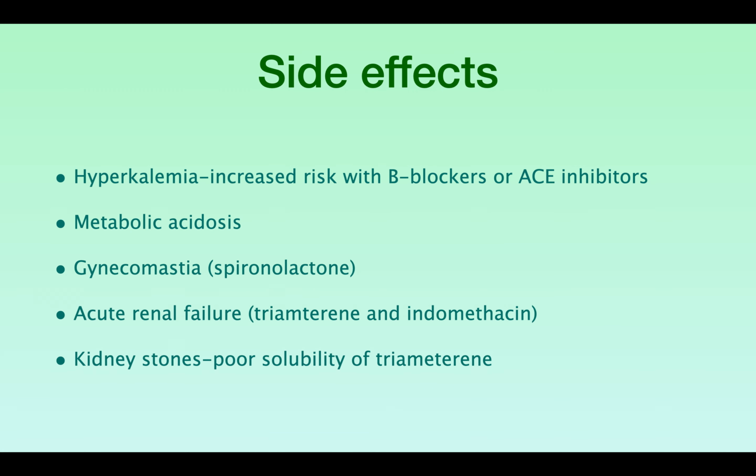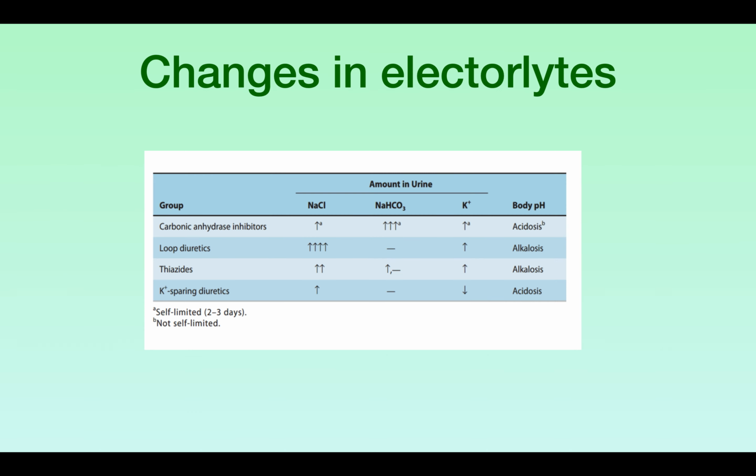Okay, so what are the side effects? Hyperkalemia, and this also is very, very high risk if you use it alongside beta blockers or ACE inhibitors. Metabolic acidosis, because we're getting rid of all the bicarbonate. Gynecomastia, because spironolactone can be converted to estrogen in males. Acute renal failure with triamterene and indomethacin, and kidney stones can occur.